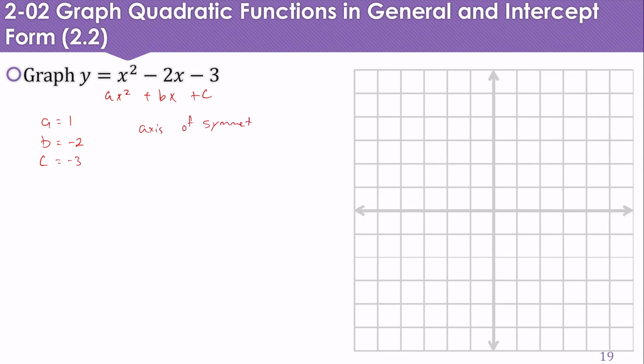The axis of symmetry is x equals negative b over 2a. So that's negative negative 2 over 2 times a, which is 1. So that comes out to be 1. So the vertex is 1. Oh, we have to plug that in. So we'll go ahead and plug in the 1. 1 minus 2 is negative 1, minus 3 is negative 4. So our vertex is (1, negative 4).